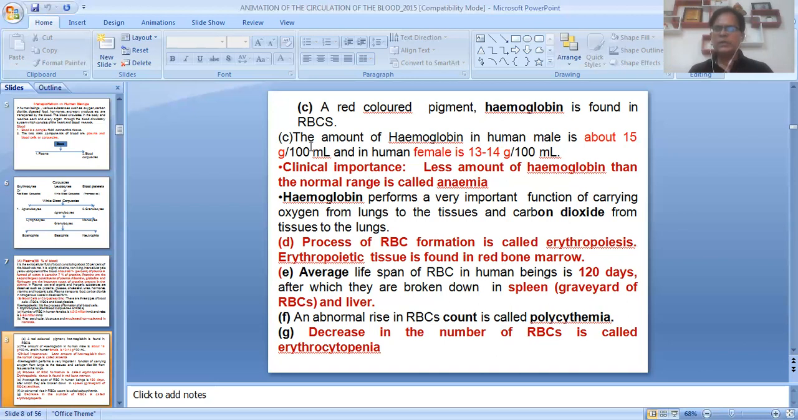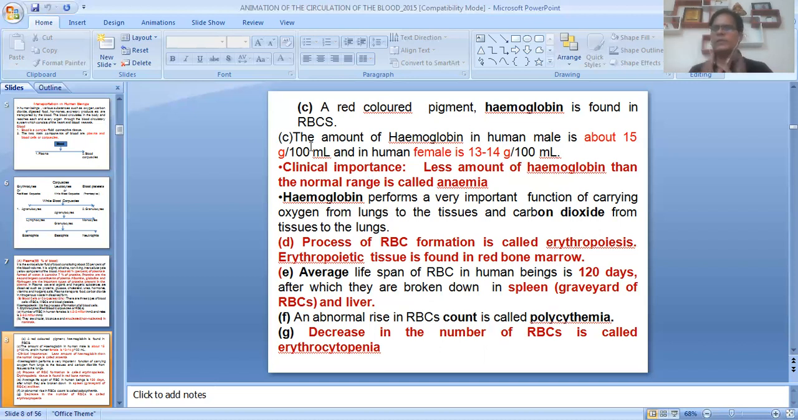So erythropoietic tissue is found in red bone marrow, where erythropoiesis takes place, where RBC formation takes place. Because in red bone marrow, erythropoietic tissues are there, where RBC forms. So RBC formation takes place in red bone marrow, right?